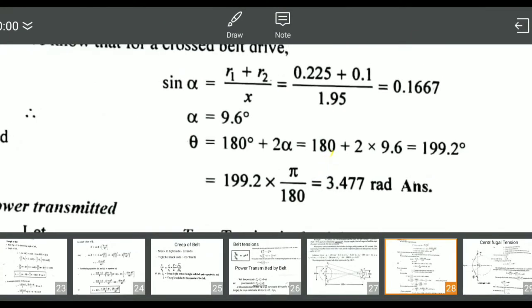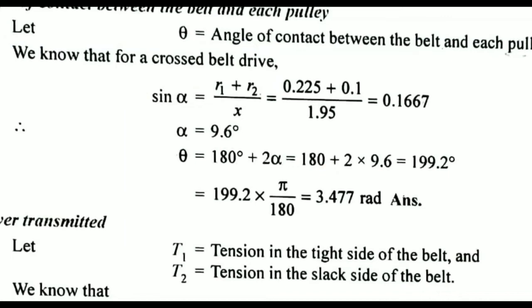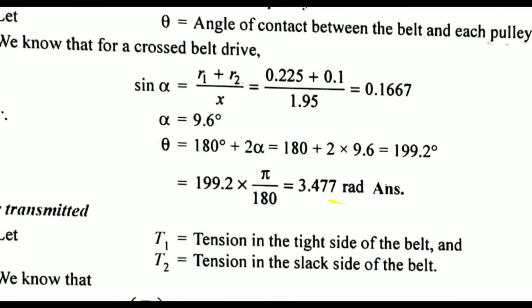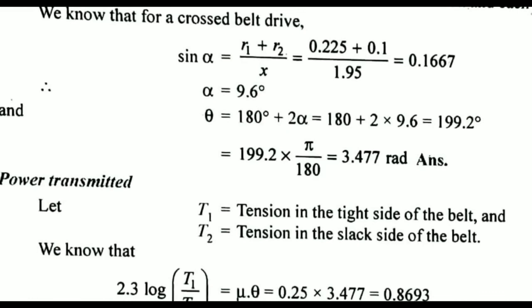So we have written for cross belt drive, it is addition, pi plus 2 alpha, pi is nothing but 180, so they have added 180 plus 2 alpha, you can see here 180 plus 2 alpha, it will give 199 degrees of angle. So convert that into radian, or instead of radian you can take pi directly instead of 180 degree, but it's okay. You can find theta in radian is 3.477, this will be the angle.